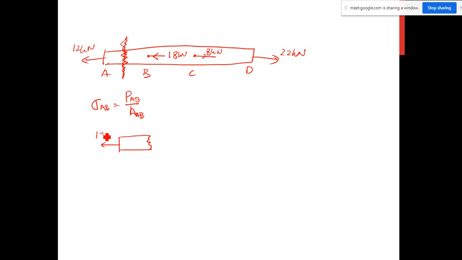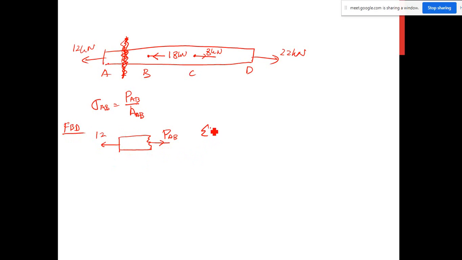So that is the 12. Because you do the sectioning for portion AB, here you can write PAB. Since you cut AB, you get the internal force at portion AB. So easy. You can solve this free body diagram, this structure.